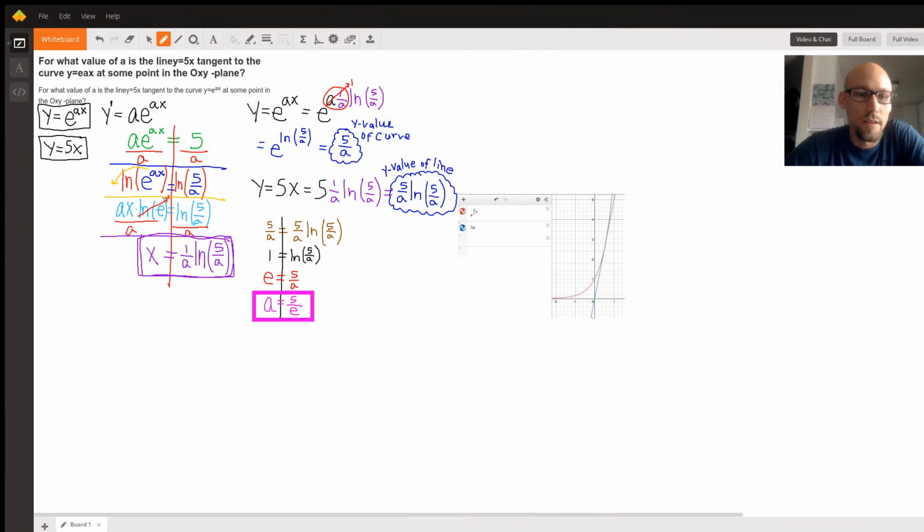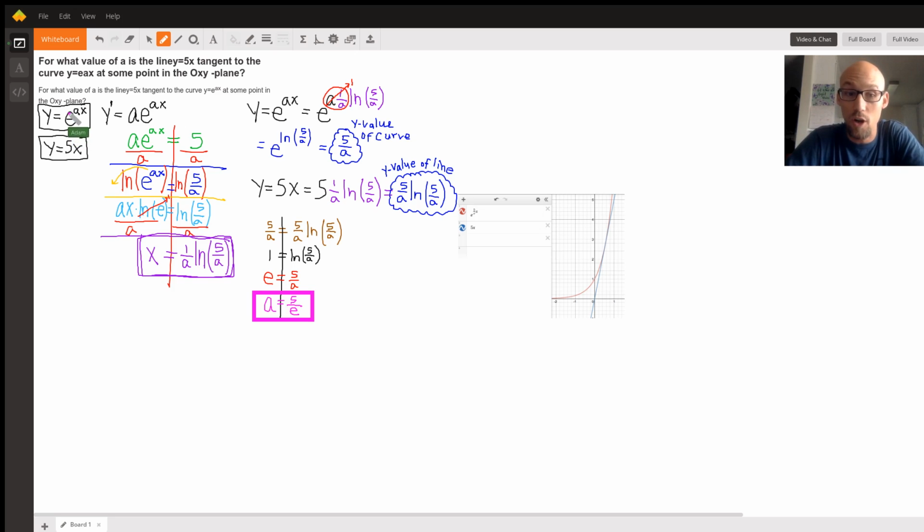Let's see. For what value of a is the line y equals 5x tangent to the curve y equals e to the ax at some point in the xy plane? So here's the deal. Here's our curve, y equals e to the ax. We want to know where this is tangent to this line, which means where does it have the same slope?